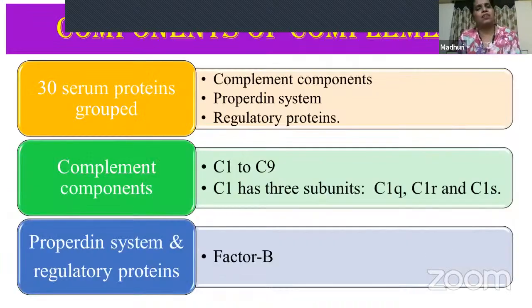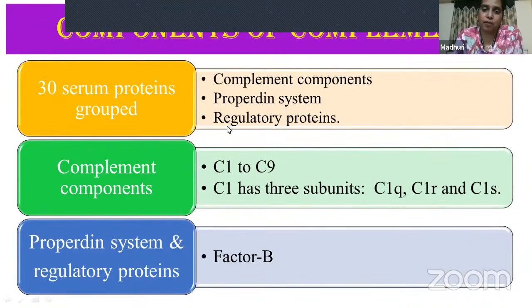So let's see what this complement is, and what its main components or ingredients are. This complement is actually made up of 30 different serum proteins. Now, all these 30 different serum proteins are put into 3 different categories. The first one is the components, the ones responsible for the complement pathways to take place. Then we have the properdin system. This is one more system which we'll be dealing with in the later slides.